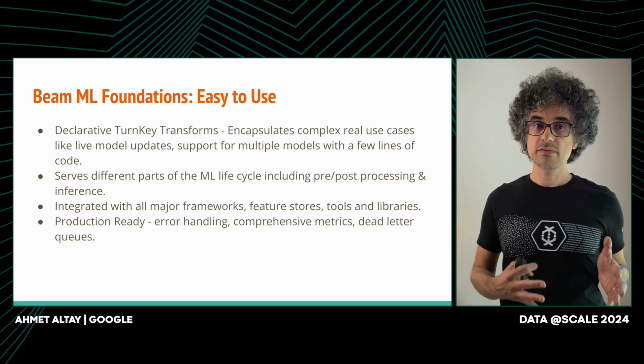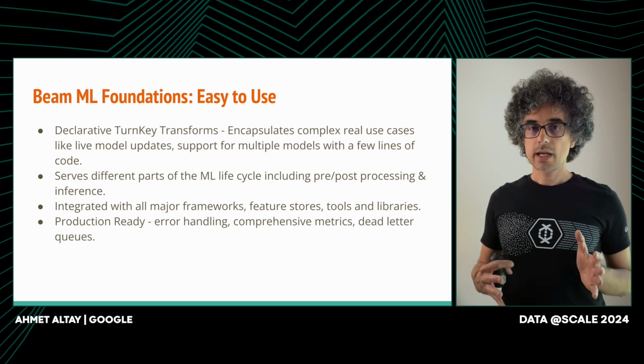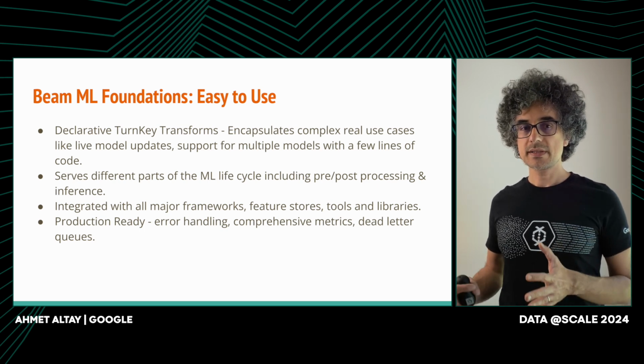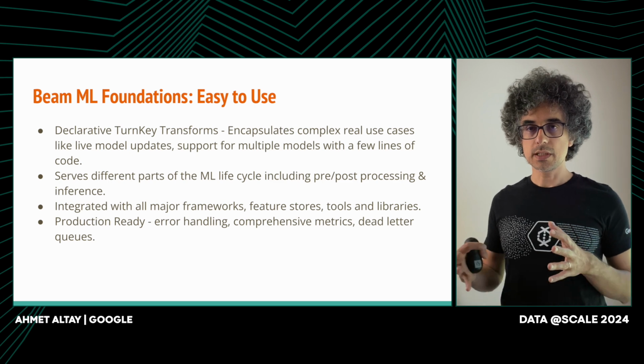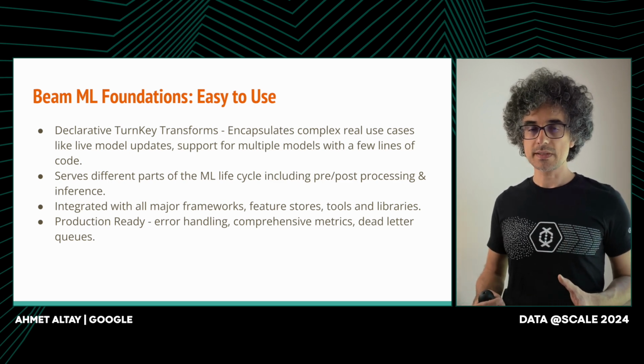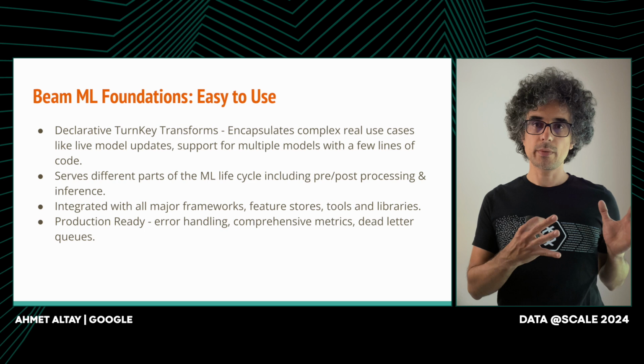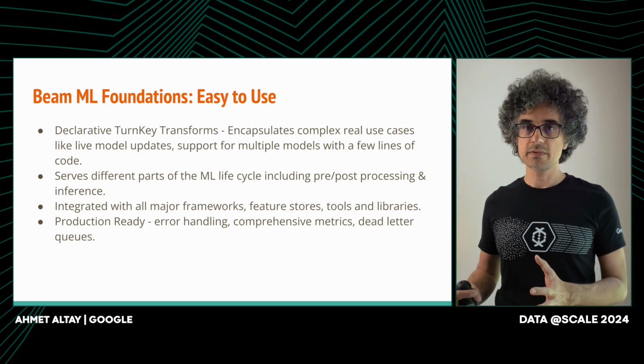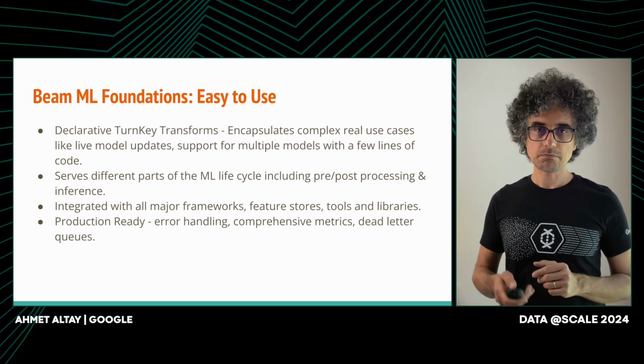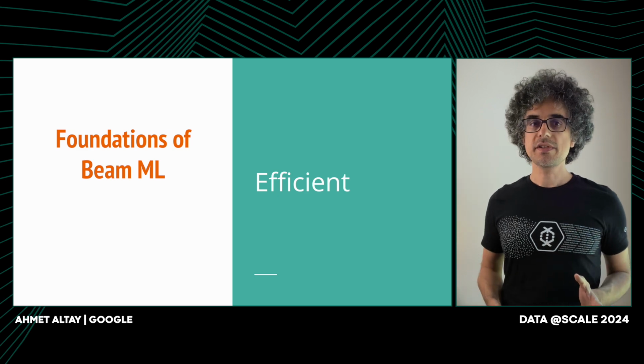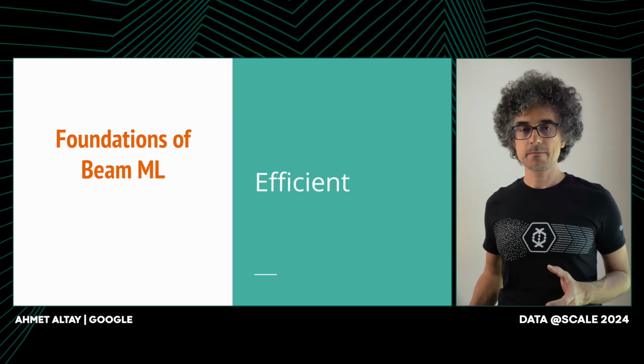It's also production-ready out of the box. Error handling, comprehensive metrics, and dead letter queues are all part of the system out of the box, therefore making it really easy to go from experimentation to production with a single line of code change. The next foundational aspect we'll talk about is efficiency.